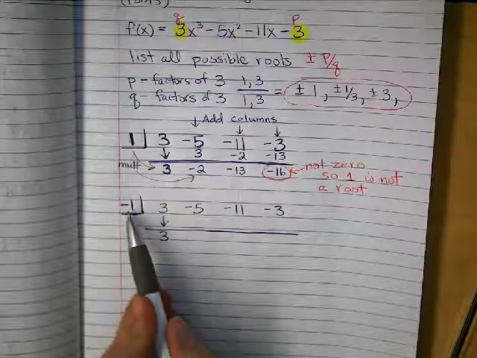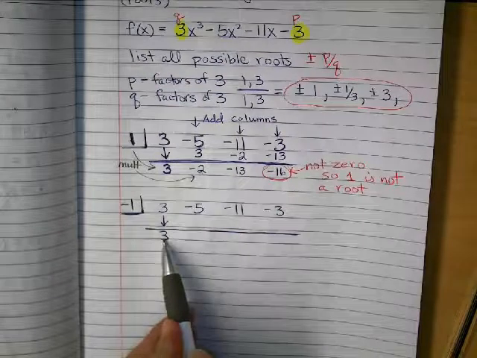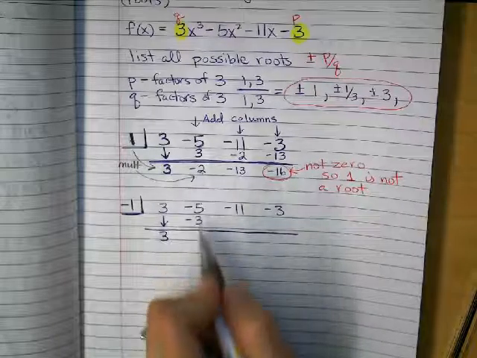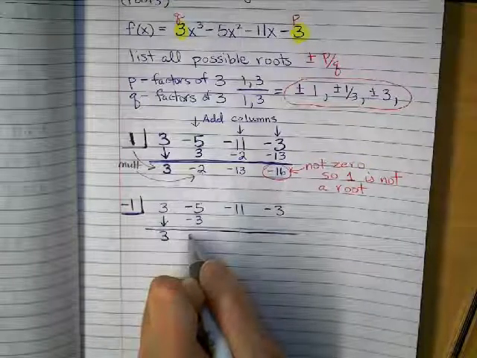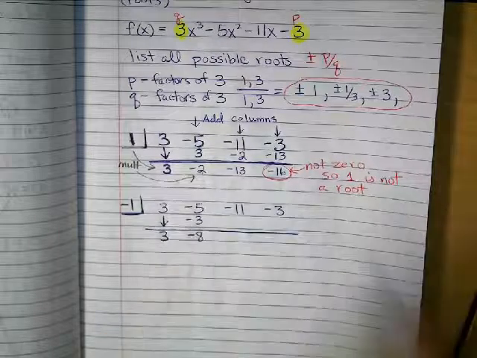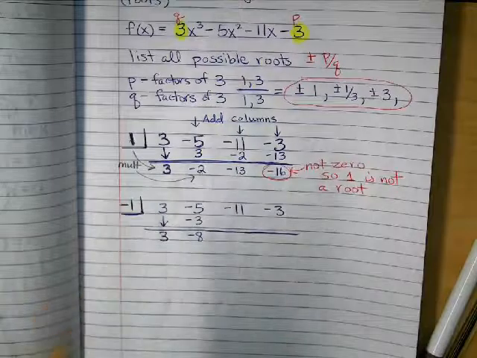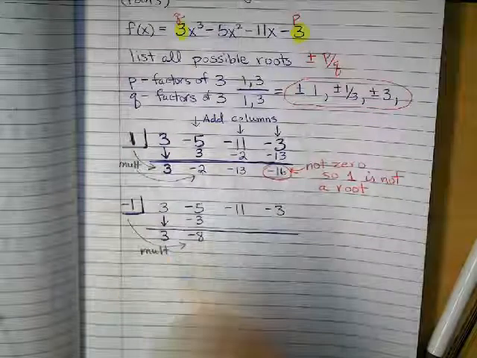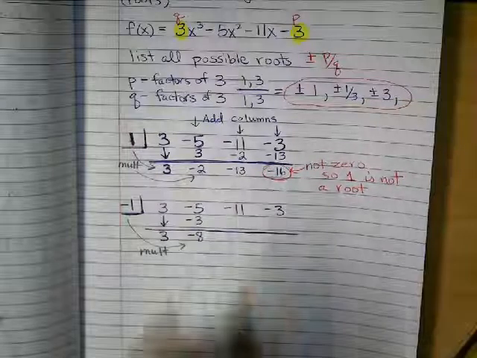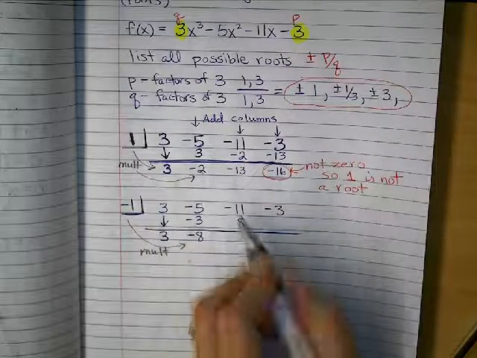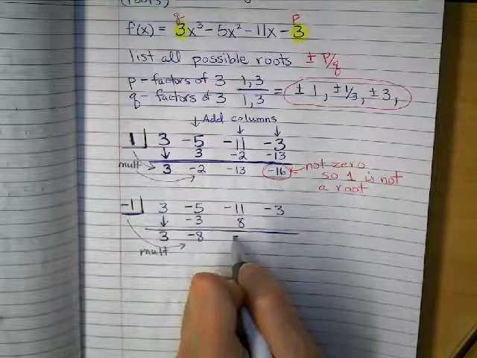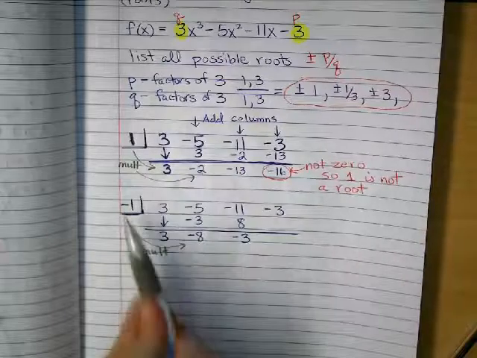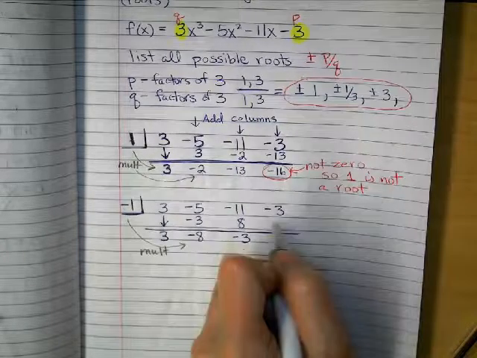What's -1 times 3? -3, so you just put that under the next number, then add that up. So what does that add up to? -8. Now you multiply again, so it's always like go over to the box and multiply by this number at the bottom. So -1 times -8. That's 8. Then add this up. That'd be -3. Then what's -1 times -3? That's 3. Then add again.